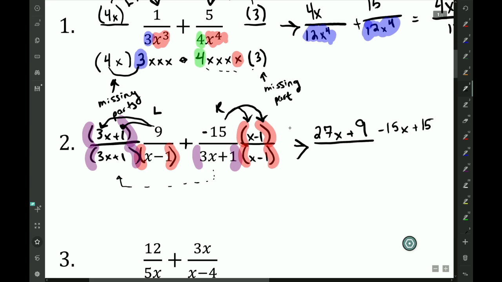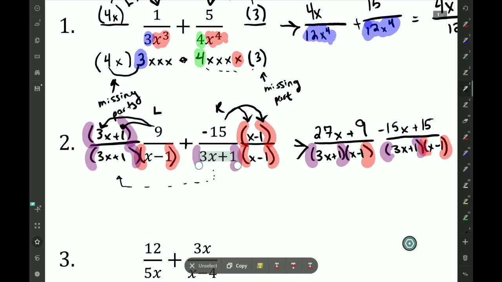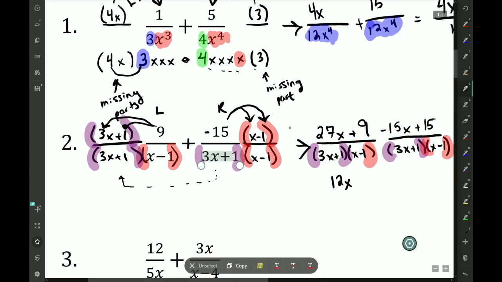And the cool thing about the denominators is you can just rewrite them as these big nasty chunks. It's x minus 1. And notice again, these are the same. So now we can just add right across the top. 27x minus 15x is going to be 12x. 9 and 15 is going to be 24, all over 3x plus 1, quantity x minus 1. Okay?